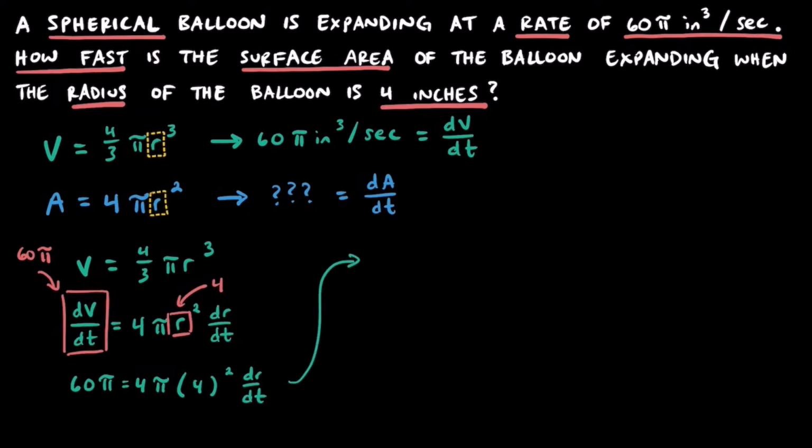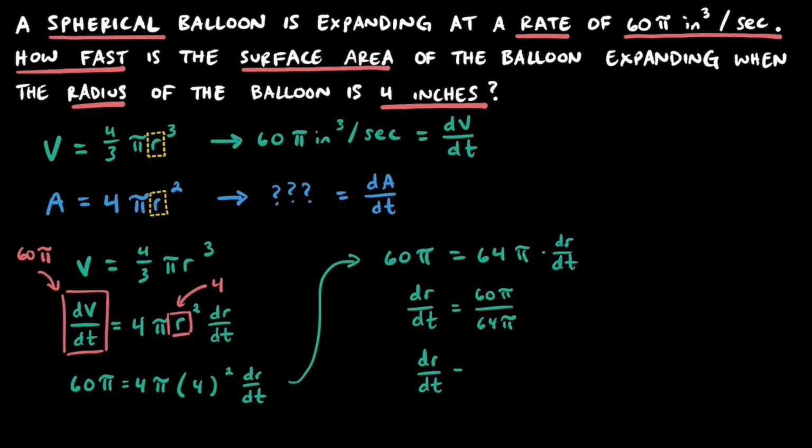Cleaning this up a bit, we can then get 60 pi is equal to, and if we say 4 squared is 16, 16 times 4 is going to be 64, we can say this is 64 pi times dr/dt. Dividing both sides by 64 pi, we can then write that dr/dt is equal to 60 pi over 64 pi. Dividing top and bottom by 4 pi, we can say that dr/dt is simplified down to 15/16. This just lets us know that the radius is changing at 15/16 inches per second.